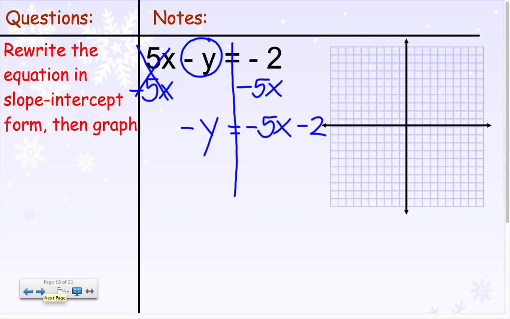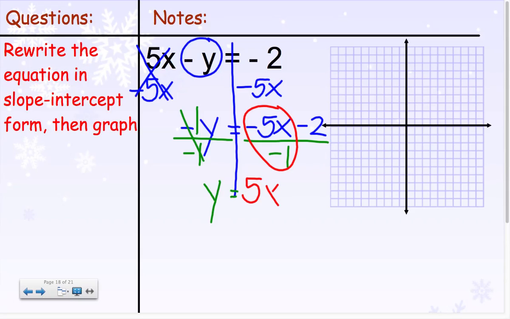Now this time we are not done. If you think about what number goes in front of a variable, if nothing's there, it's a 1. So to get rid of that negative 1, I have to divide everything by negative 1. So again, I will make my heart. Negative 5 divided by negative 1 is positive 5. Negative 2 divided by negative 1 is positive 2.